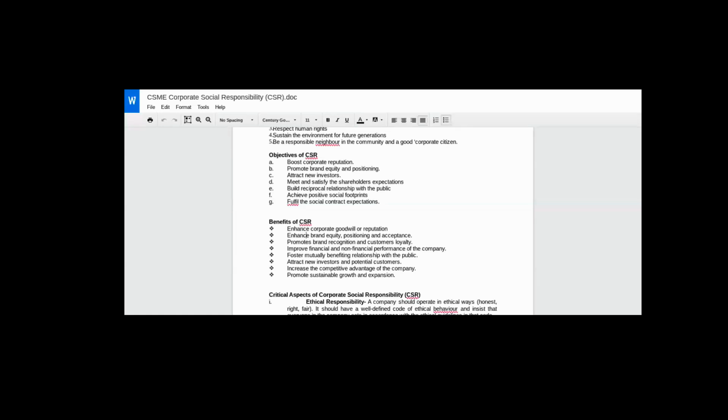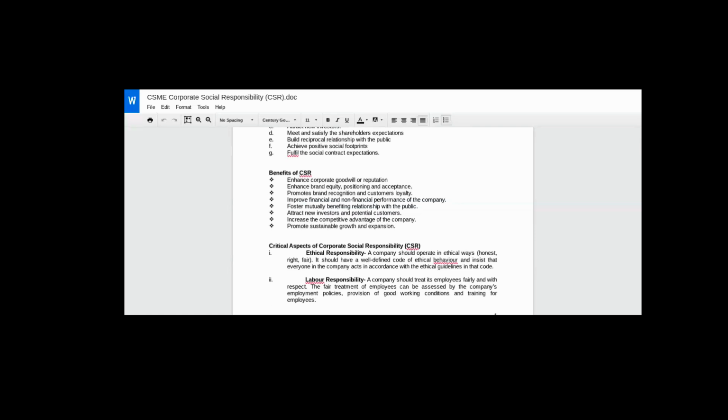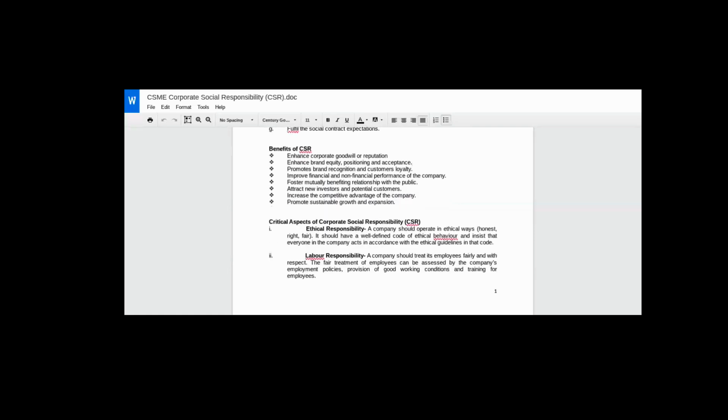With CSR, we can do that to enhance our brand acceptability and redeem the corporate image. So CSR promotes brand recognition, and at the same time, it equally promotes what we call brand loyalty. So with CSR, companies stand to gain improved and increasing competitive advantage. And at the same time, there is an opportunity to gain reciprocal relationship with the entire public.